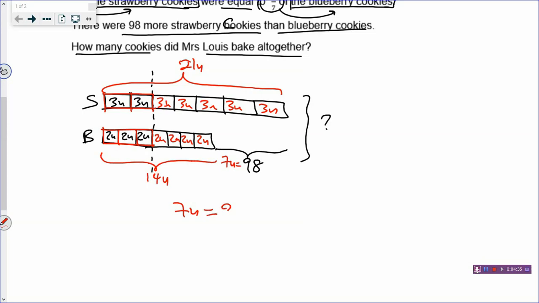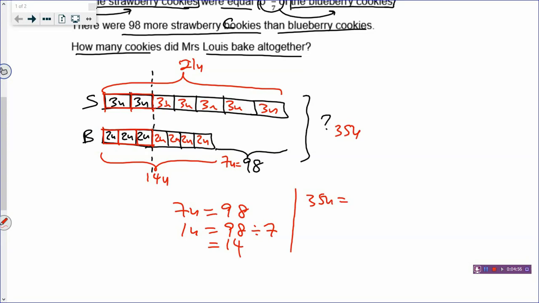So 7 units is equal to 98. So your 1 unit will be 98 divided by 7, which is 14. And you can solve. So how many cookies are there all together? So you count the total units. That will be 35 units. And 35 units will be 35 times 14.